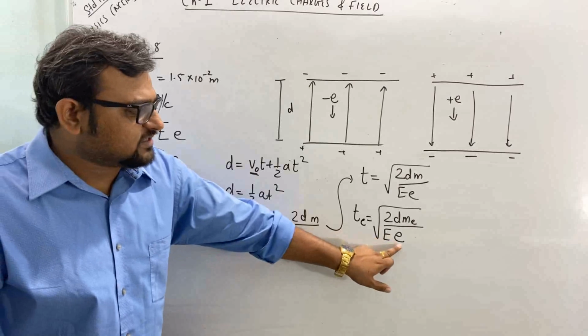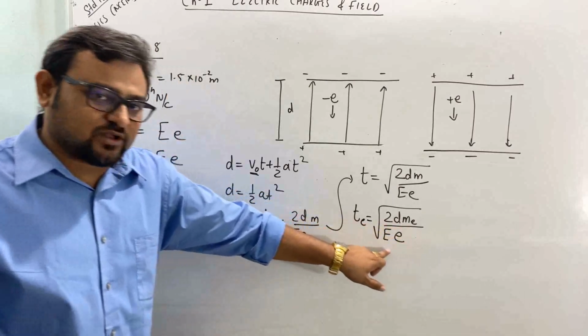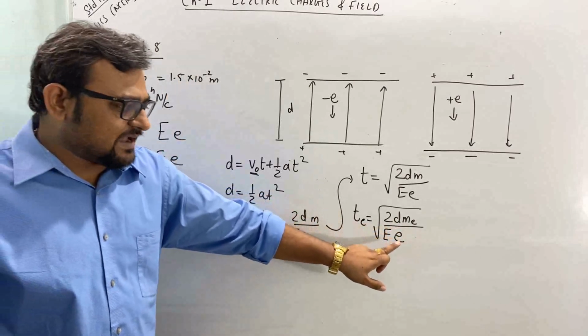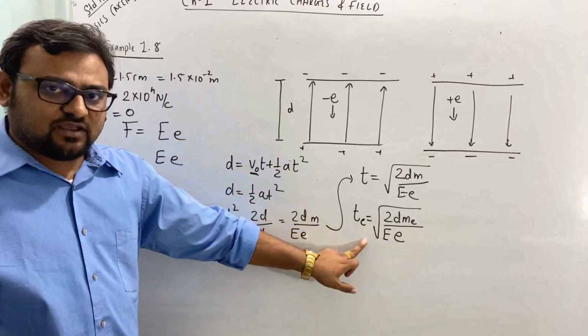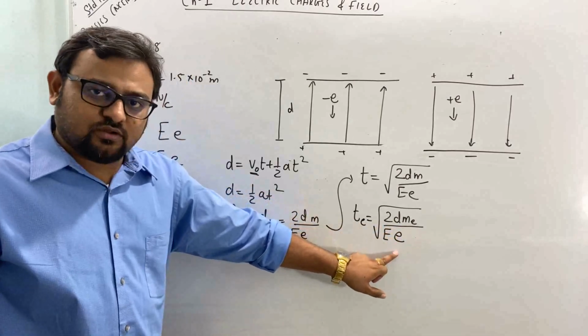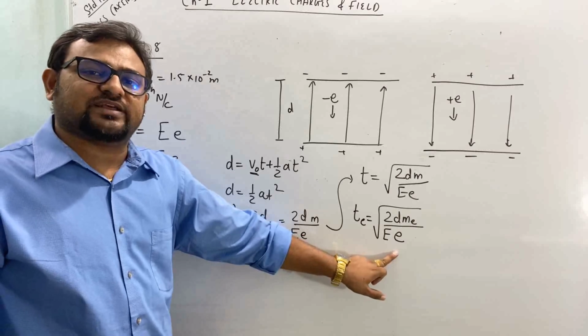Now don't take the charge of the electron as minus 1.6, because if you are taking minus, then the square root will not be possible. Clear? So only take its magnitude, that is 1.6 into 10 raised to minus 19.